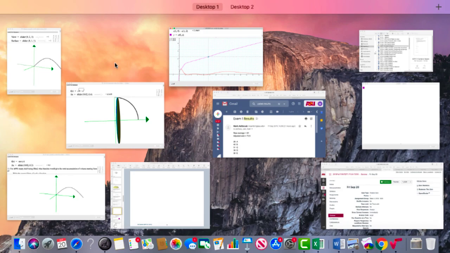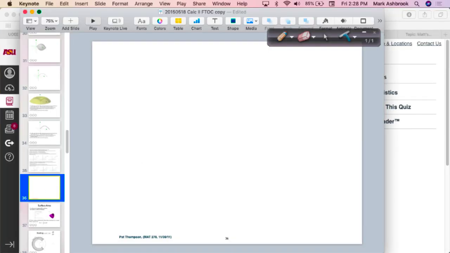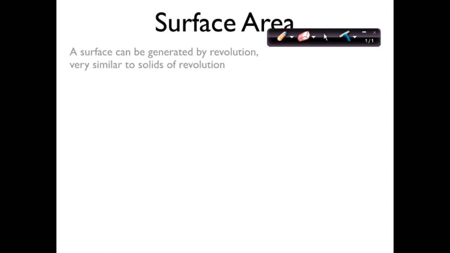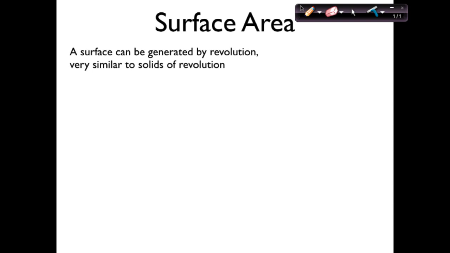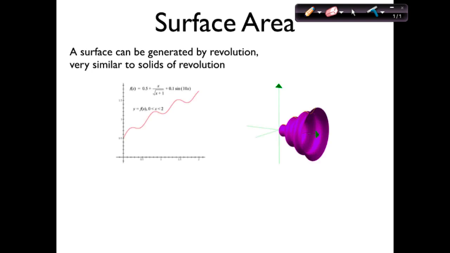All right, so let's talk about surface area. We're going to generate surface areas the same way we generated volumes by revolution. I got this red function here. Can you imagine if you rotated that around the x-axis, you'd get something like this, like a bumpy bugle or something, a bumpy megaphone.